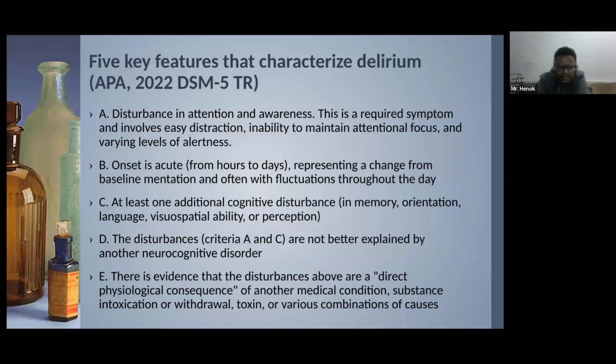And the last one is there should be evidence that the disturbances are a direct physiologic consequence of another medical condition, an underlying medical condition. It could be a medical condition, substance intoxication or withdrawal, or a combination of these causes. So these are the key features that characterize delirium in DSM-5.